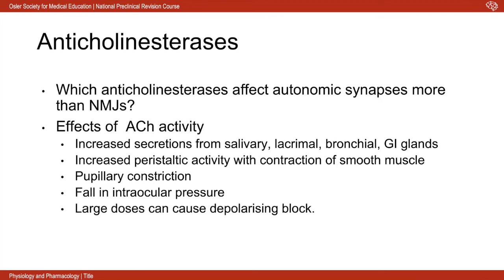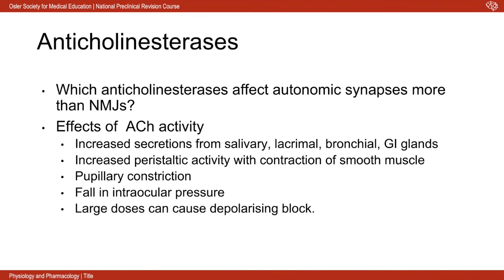It's worth noting that anticholinesterases have differential efficacy depending on the type of synapse that they are acting on. While neostigmine and pyridostigmine tend to affect the neuromuscular junction more than autonomic transmission, the opposite is true for physostigmine and organophosphates, so it is worth knowing the distinction between the different anticholinesterases with respect to their effect on autonomic synapses and neuromuscular junction.